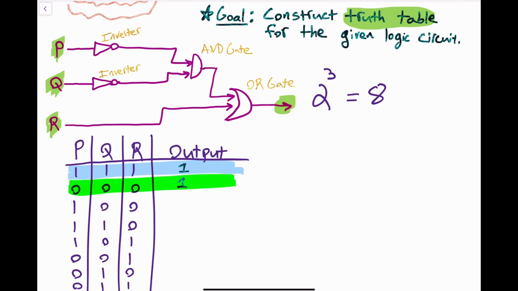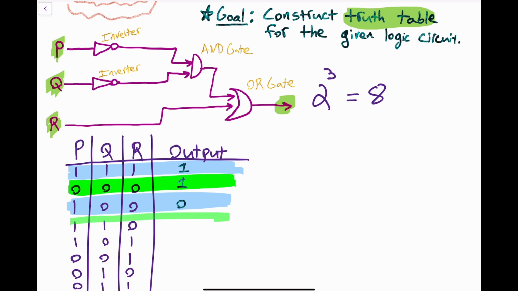Next row. We have the inputs 1, 0, 0. So P is a 1, Q is a 0, R is a 0. So the P, 1 to 0 because of that inverter. Q with a 0 through an inverter gives us a 1. 0 and 1 is just a 0. And then we have that R with a 0 to that OR gate. We have 0 or 0, which is just a 0. Let's move on.